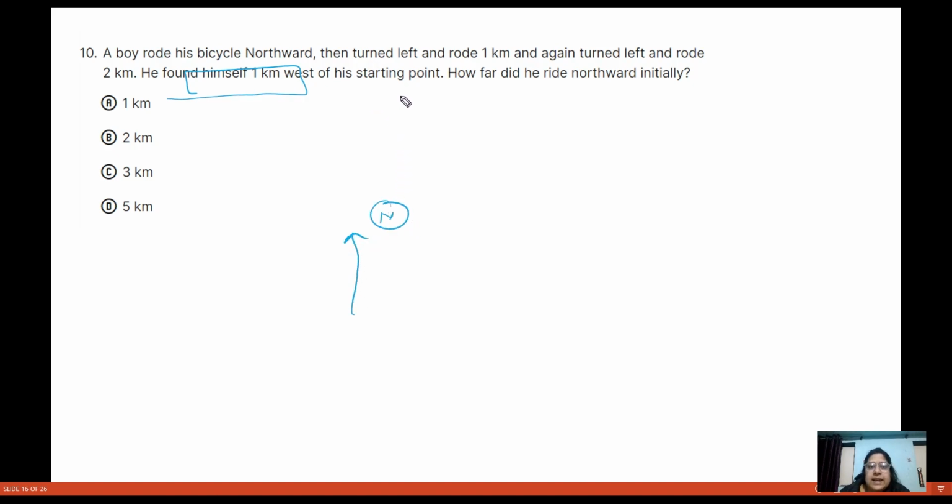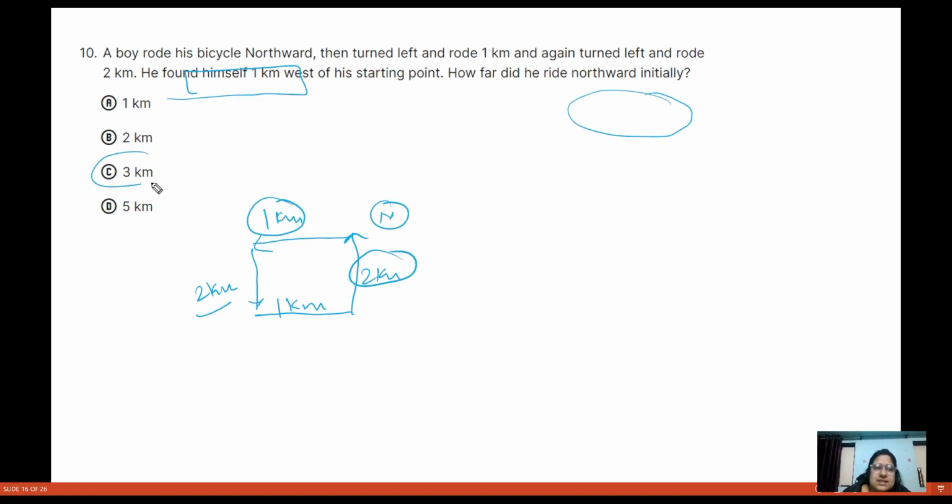Then he turned left and rode 1 kilometer. Obviously, if you are turning left, you are going 1 kilometer here. Again turned left. So if you are turning left from here, which direction are you turning? This direction, and rode 2 kilometer. He found himself 1 kilometer west of his starting point. So this distance is how much? How far did he ride northward initially? So this is 2 kilometer.